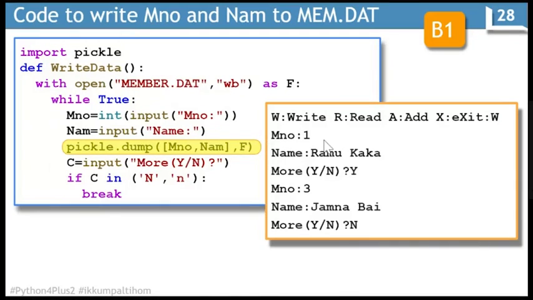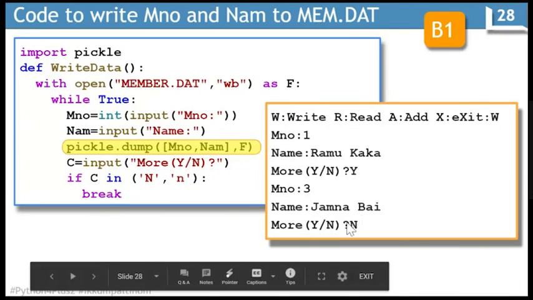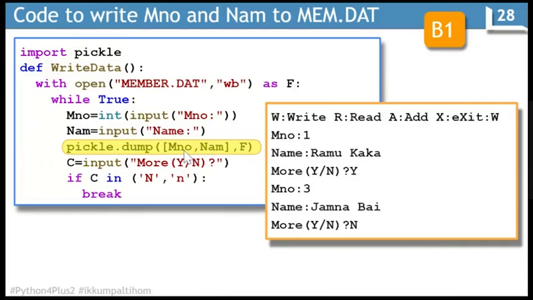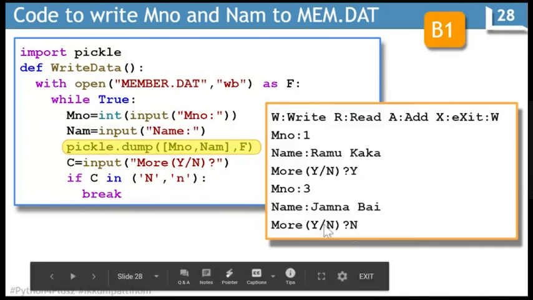You can see here in the menu, we have write, read, add, and exit as the options. If we opt for the write option, we come to this write data function where MNO will be entered, Ramu Kaka will be entered, and with the help of Y, we transfer the content onto the file as a combination of 1 and Ramu Kaka. Then the second time, the user will enter 3 and Jamnabai, and 3 and Jamnabai will form another list and will be dumped in member.dat next to that. And if we say no, it will terminate the loop.